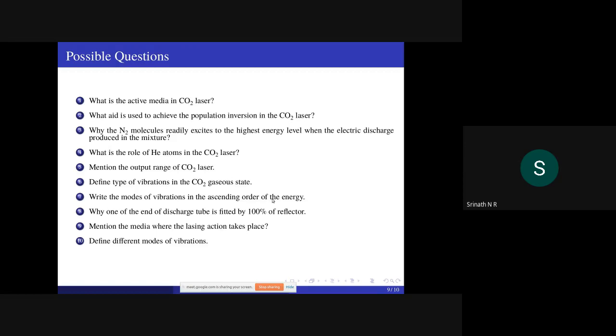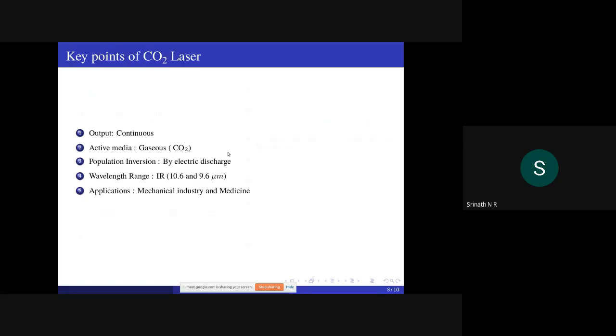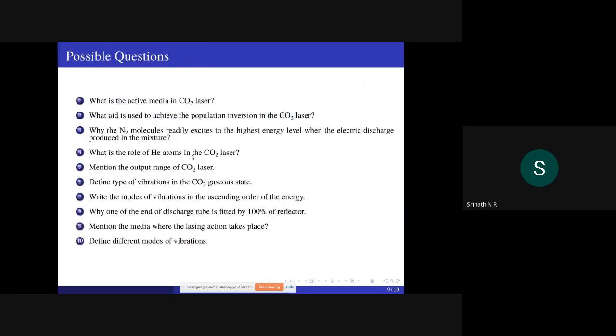Why do the N2 molecules readily excite to the highest energy level when the electric discharge is produced in the gaseous mixture? Since the N2 molecule proportion is more than helium and more than carbon dioxide molecules, it readily excites to the higher energy level. What is the role of helium atoms in the CO2 laser? The helium atom makes the carbon dioxide laser a continuous one by depleting molecules immediately from energy level E2 to E1. Therefore, it enhances the efficiency of the carbon dioxide laser.